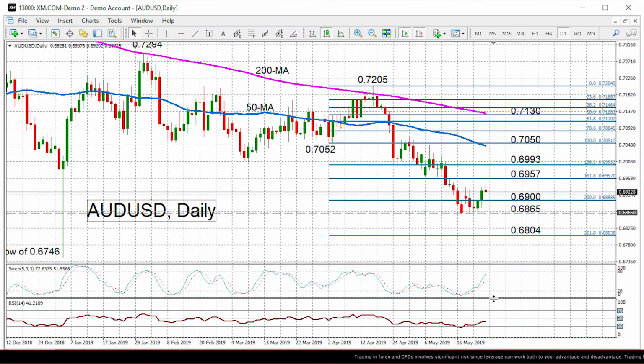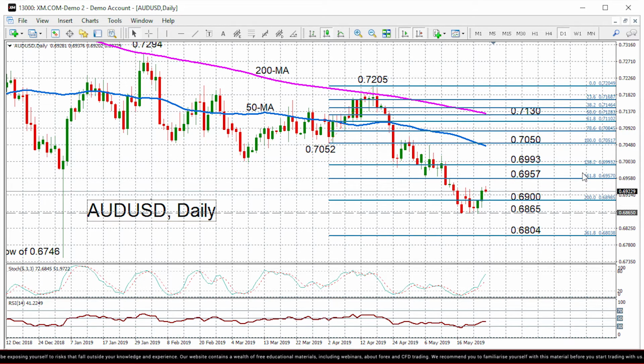We can see from the momentum indicators that there is still some upside momentum, even though the pair has lost some steam. The RSI has flatlined even before reaching the 50 neutral level. Those stochastics are pointing upwards. So if we do see further gains, resistance should initially come at the 161.8% Fibonacci retracement of the uplift from 0.7052 to 0.7205. So that's around 0.6957.